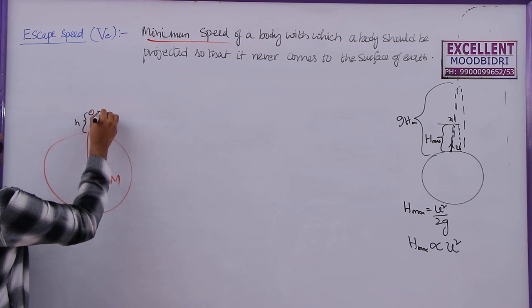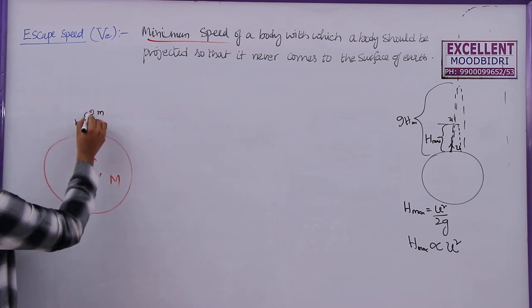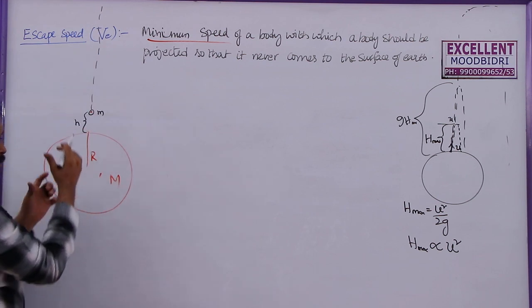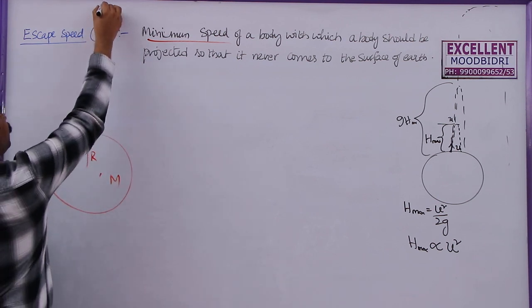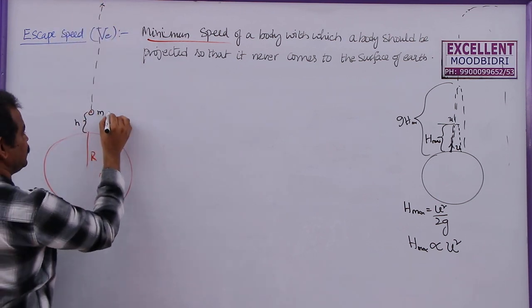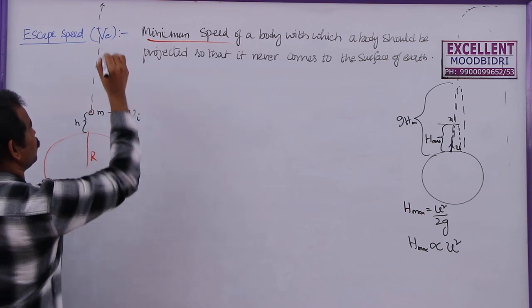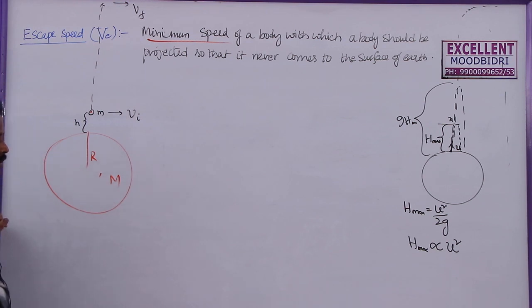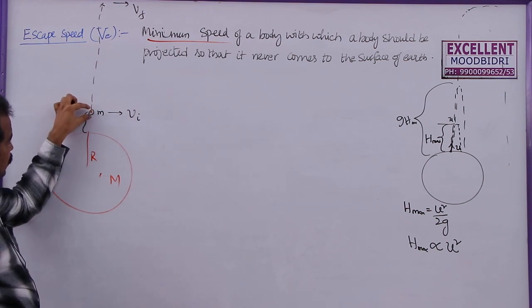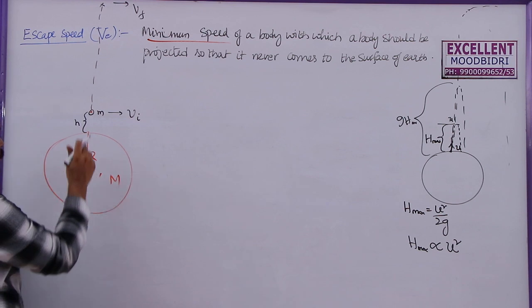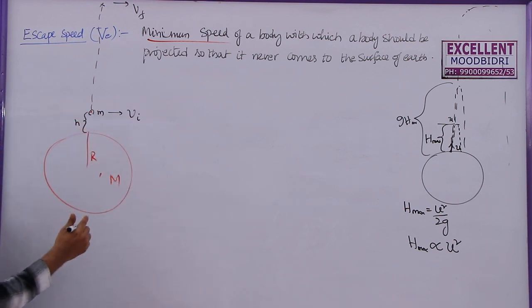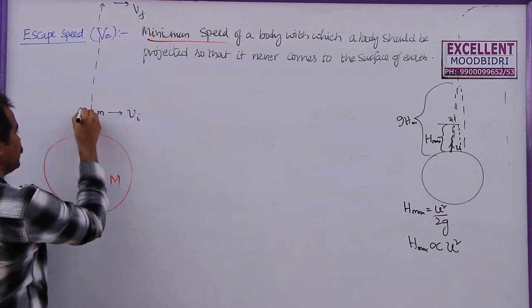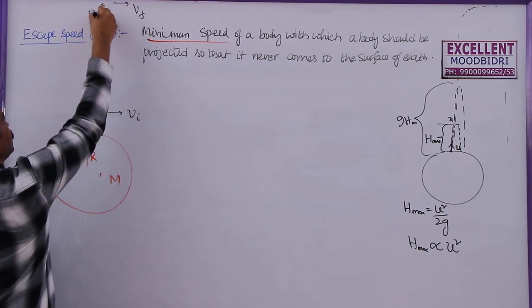If this body of mass m is thrown such that it escapes from the gravitational pull of earth and reaches a point here, the velocity at this point is v initial and the velocity at this point is v final. Now, what is the total energy of this body when it is thrown upwards? The body will have both kinetic energy and potential energy here, and also here. So let me take this point as A, and this point as B.